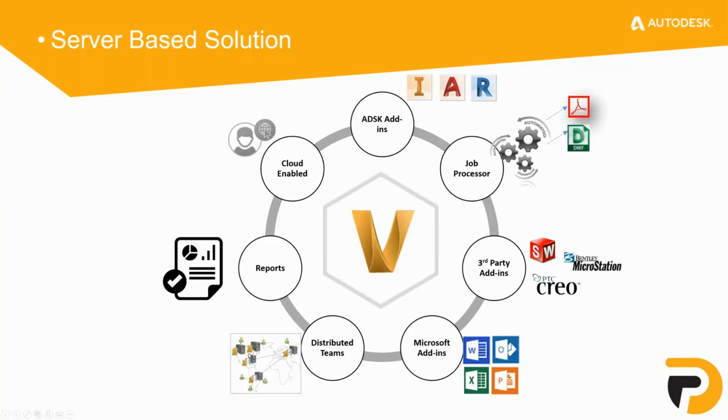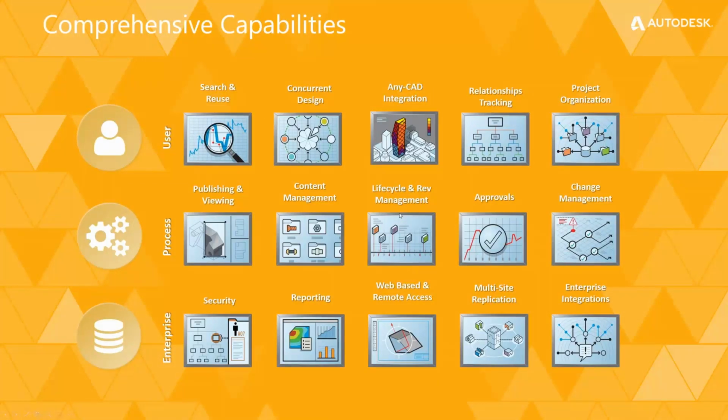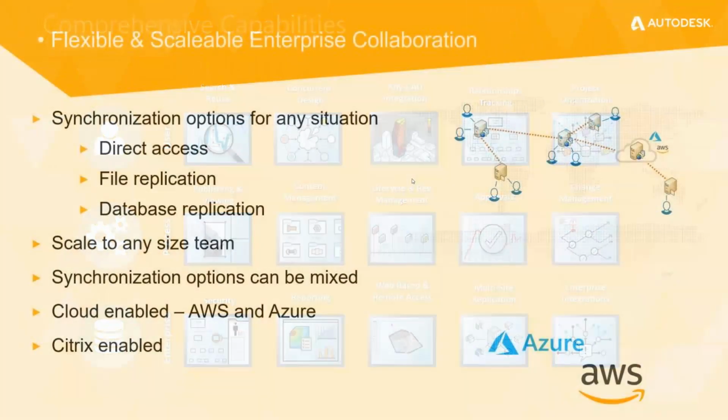distributed teams here. This is referring to having Vault installed on different servers across the globe, and having files replicated between those servers. And then there's some reporting features in there as well. More comprehensive capabilities involved. I won't read through all of these, but search and reuse of your data, concurrent design, having a track of who's working on what files at what time, stuff like that. Just good security, good reporting features, highly customizable. The likes of review and approval and revision control, just good content managing, and that's that stuff.